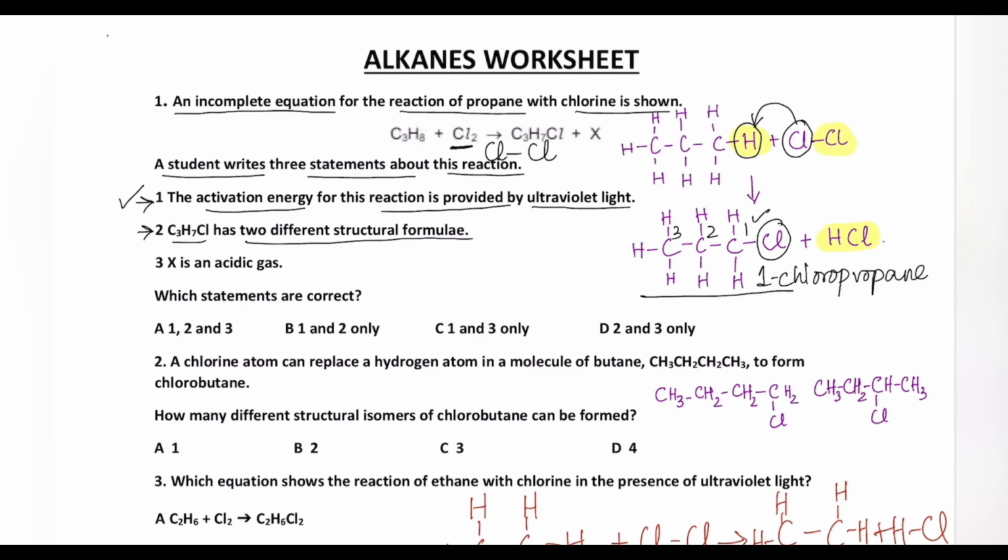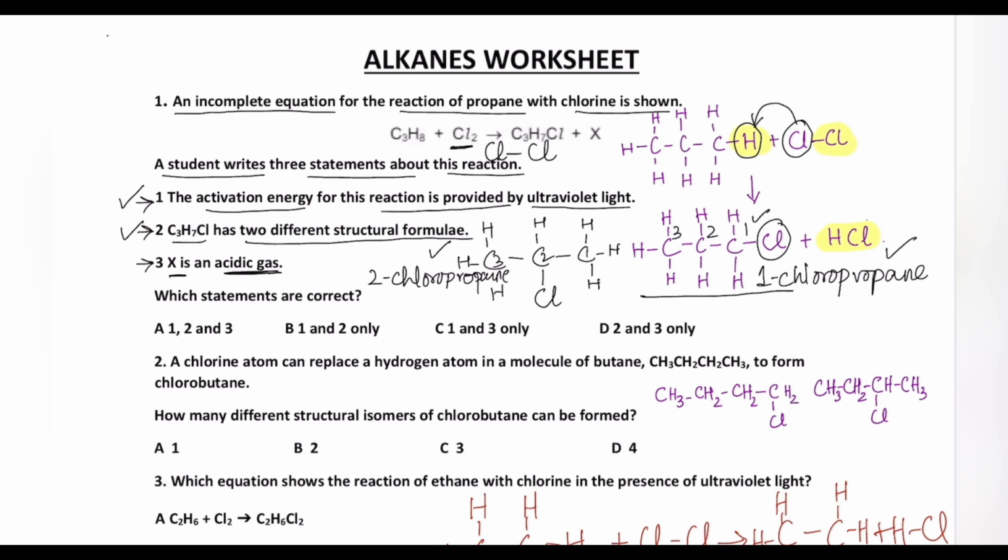The second option is that the chlorine atom can be present at carbon number 2. The rest of the bonds will be made with the hydrogen atoms. So the second structure will be 2-chloropropane. So this means that the second statement is also correct, as there are 2 structures with the formula C3H7Cl, that is 1-chloropropane and 2-chloropropane.